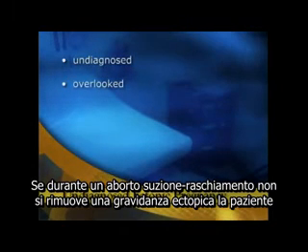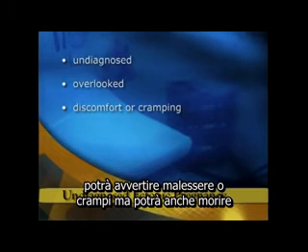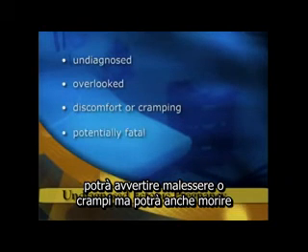Following a first trimester suction curettage abortion, the symptoms of an undiagnosed ectopic or tubal pregnancy are often either overlooked or dismissed as normal postoperative discomfort or cramping. That can be a fatal mistake.